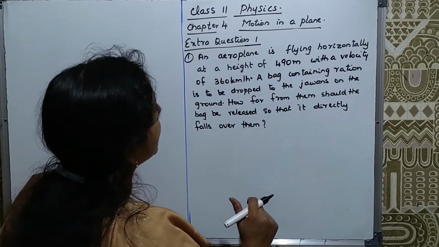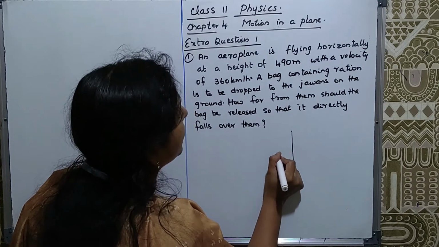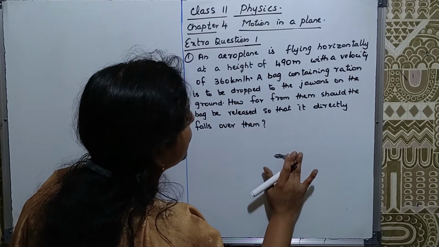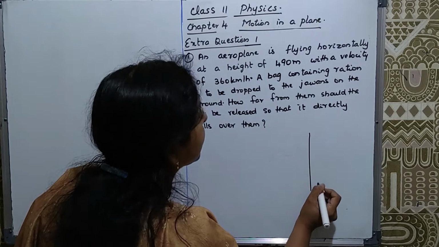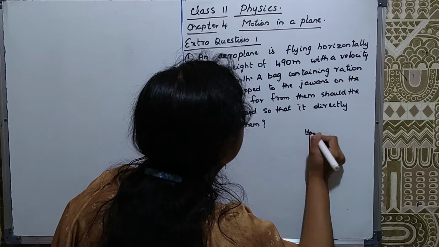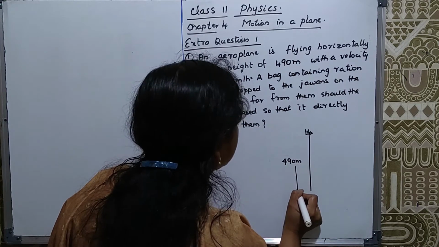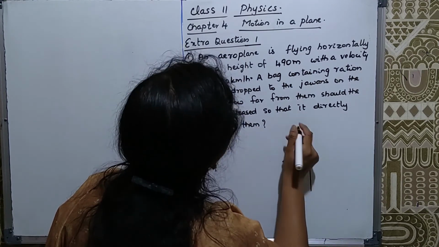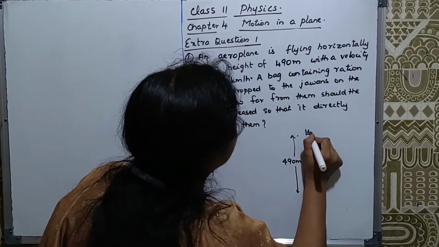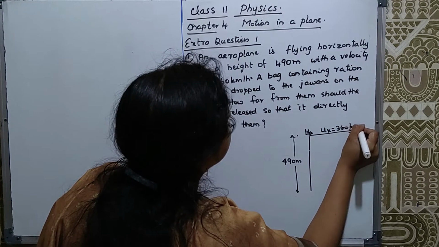So an aeroplane is flying horizontally. The height of the aeroplane from the ground was 490 meter. And it was moving with a velocity. With how much velocity was it moving? Moving with a velocity of 360 km per hour. So it was moving with a velocity ux equal to 360 km per hour.